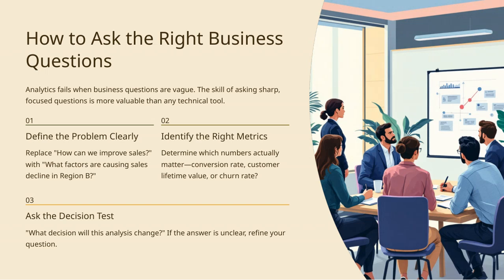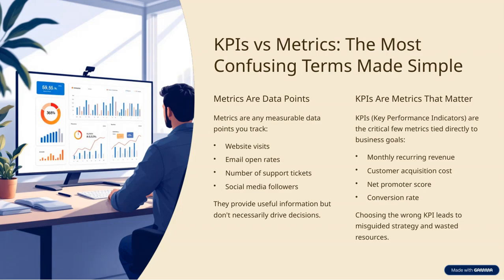Metrics are simply data points we measure, like website visits, email open rates, or the number of support tickets raised. These numbers give us useful information about what's happening but don't always tell us what actions to take. KPIs, on the other hand, are a specific set of metrics that directly connect to our key business goals. For example, monthly recurring revenue, customer acquisition cost, Net Promoter Score, and conversion rate are KPIs because they help us evaluate progress and make strategic decisions.